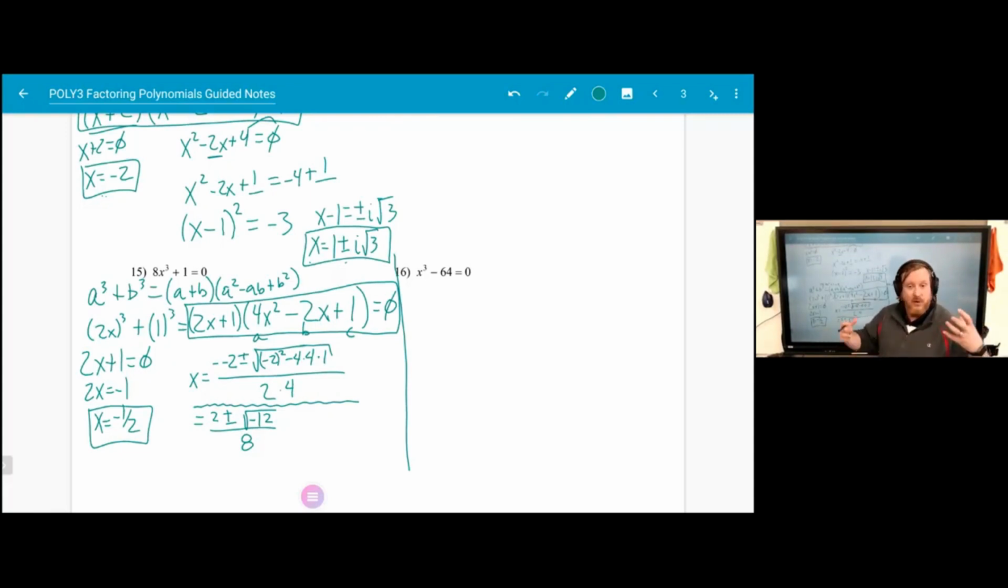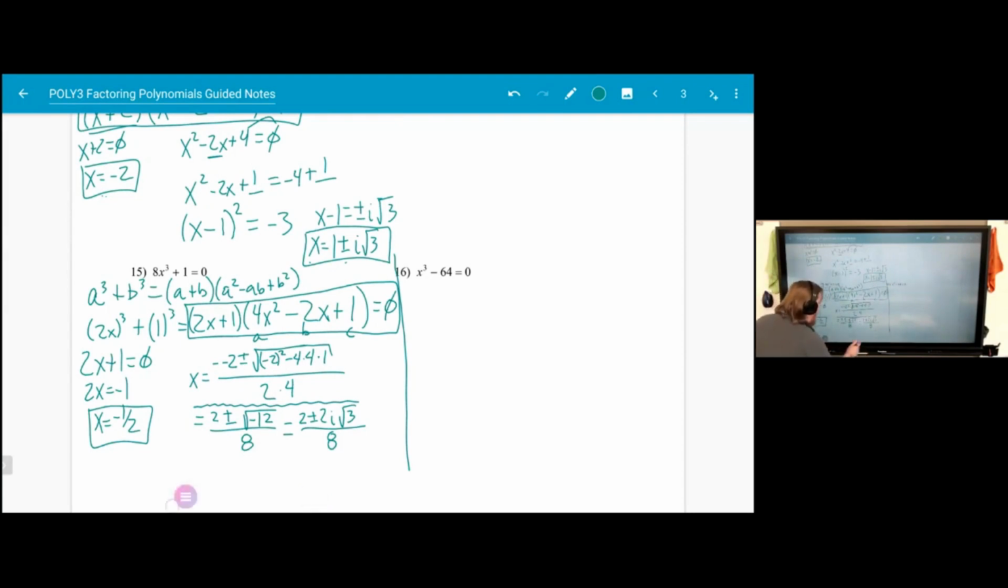The square root of 4 is 2. Square root of 3 is just square root of 3 because we're not dealing with decimals. And so I end up with 2 plus or minus 2i root 3 divided by 8. And just like before, we said it'd be really nice if you could simplify this further, and we can. We're going to simplify because you've got like this and this here. This simplifies to 1 plus or minus i root 3 divided by 4.